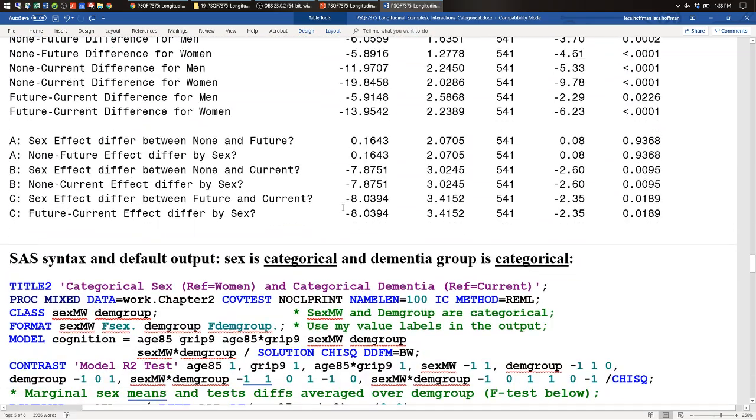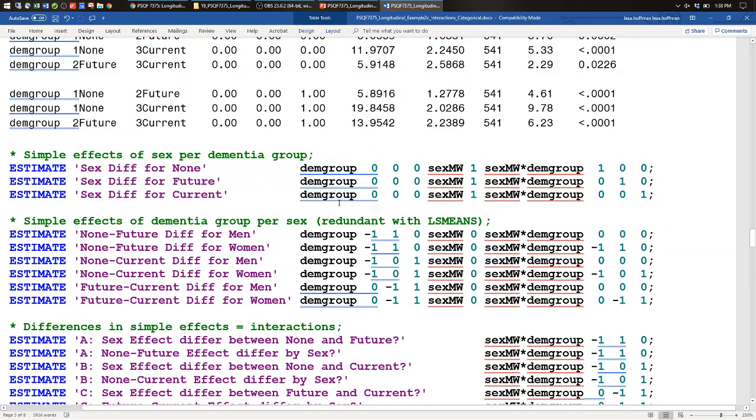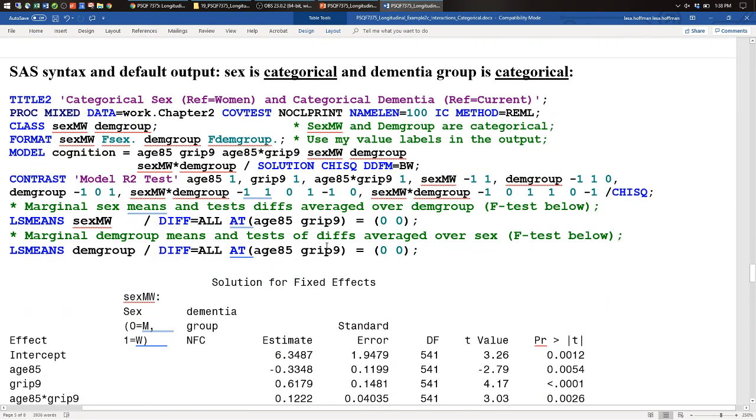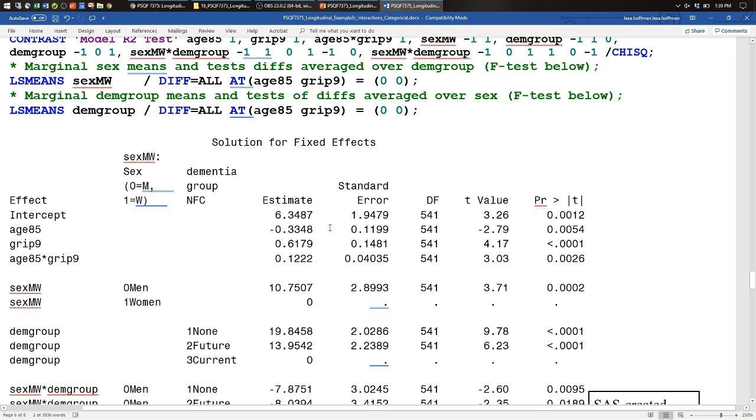Okay. So who thinks this is like way too much typing? Me. Who would like to do less typing? Me. Okay. So let's make them both categorical, but let's make sure we know what we're asking for. Making them categorical lets them do all the coding. It's less typing. So they're both on the class statement now. We're still holding them constant at age 85 in group 9.